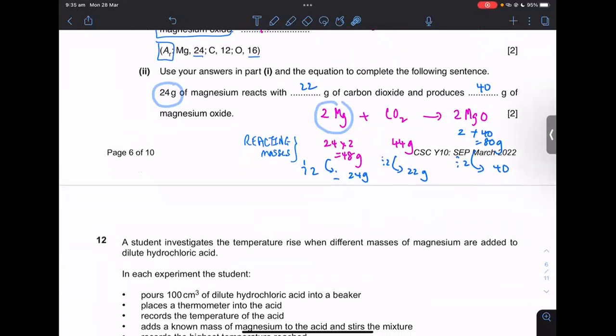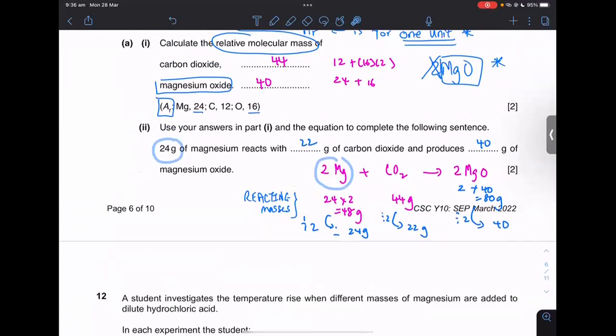Okay, because there are so many other topics and you will have so many other subjects. This is only a couple of topics combined together. So 24 times 2 for 1 magnesium. So 2 magnesium is 48 gram. This is 1 times 44 from your answer there. And this is 2 times 40, so it's 80 gram.